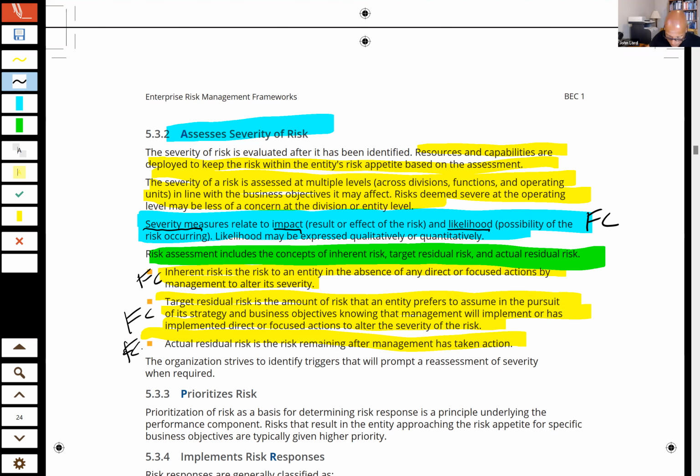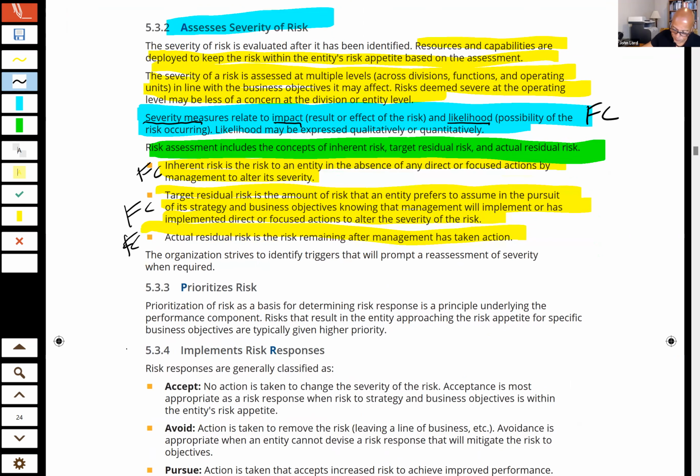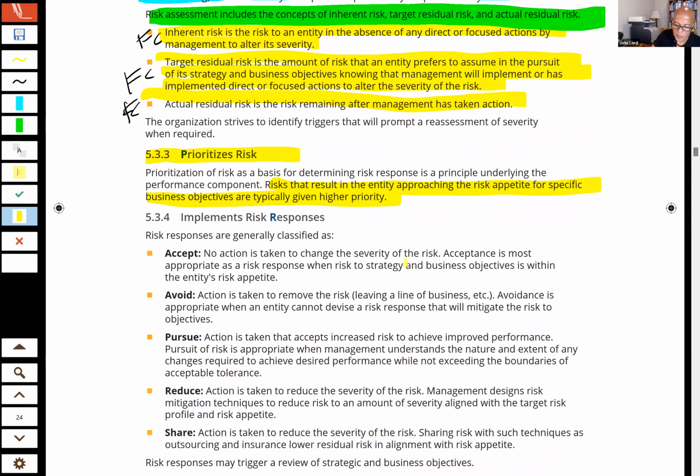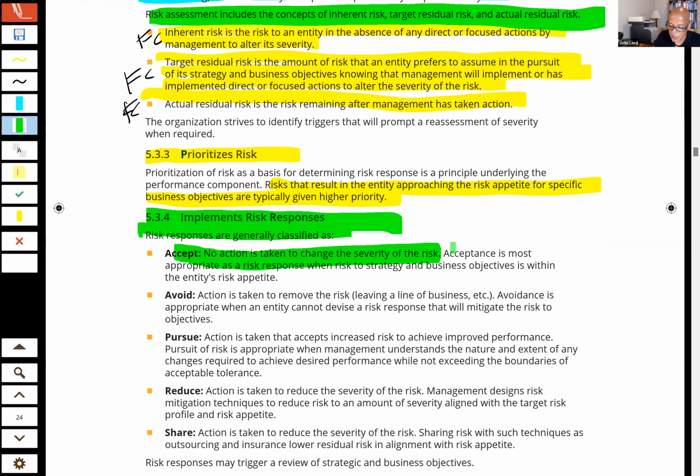And let's take a look at prioritizing risk, okay? Obviously, risks that result in the entity approaching the risk appetite for specific objectives are potentially given a higher priority, but I want to look at implementation of risk response. Now, remember, we're looking and saying, well, what do we want to do? Do we want to live with this? Is this too much? We can't live with it, et cetera, okay? So, accept: no action is taken to change the severity of the risk, okay?